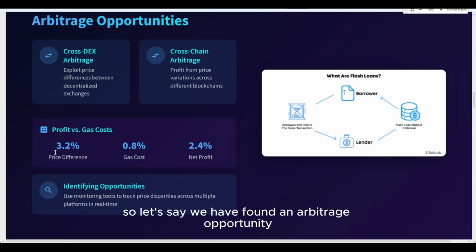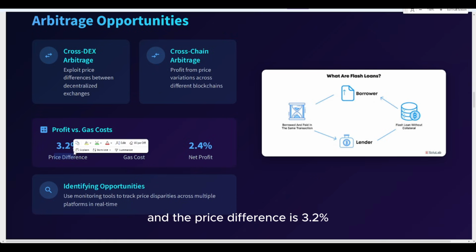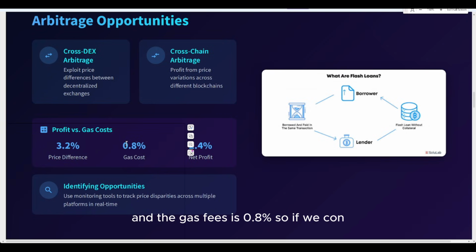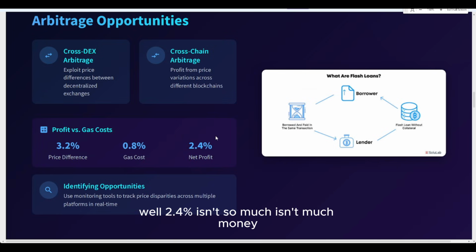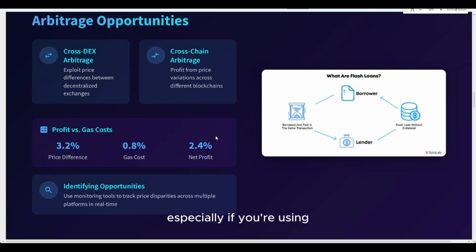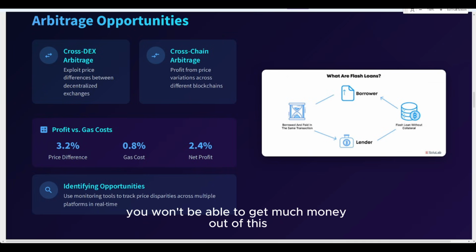So let's say we have found an arbitrage opportunity and the price difference is 3.2% and the gas fee is 0.8%. If we subtract the gas fees, we'll remain with a profit of 2.4%. Well, 2.4% isn't much money, especially if you're using like 100 USD for a flash loan or 50 USD for a flash loan. You won't be able to get much money out of this.